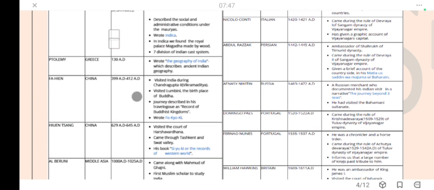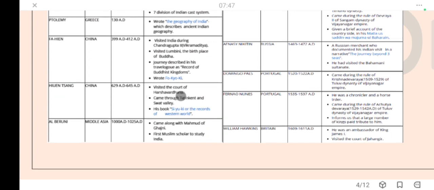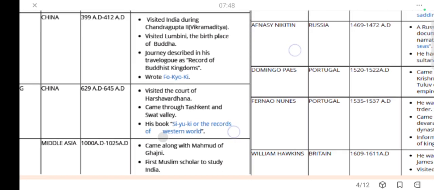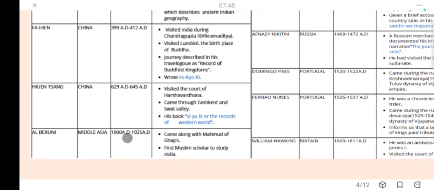Please remember the way I'm teaching it. Okay, Hiuen Tsang from China visited the court of Harshavardhana. It's very very important. His book is Si-yu-ki, or the Records of the Western World. Just remember Si-yu-ki, or the Records of the Western World. Next, Al-Biruni. Al-Biruni is from the Middle East and he came along with Mahmud of Ghazni, and he is the first Muslim scholar to study India.